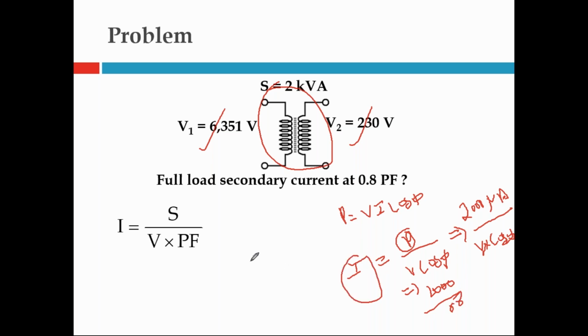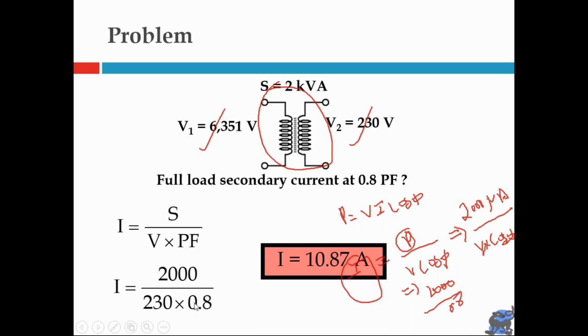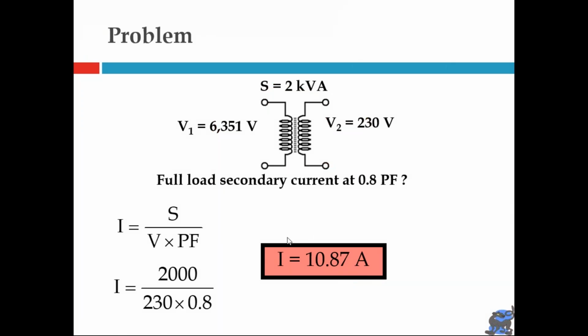Now let me see that. 2000 divided by 230 into 0.8. For unity power factor, we got 8.69. But here we have the power factor 0.8, so the current becomes I equals 10.87 amperes. This is a simple problem you may get for 2 marks.